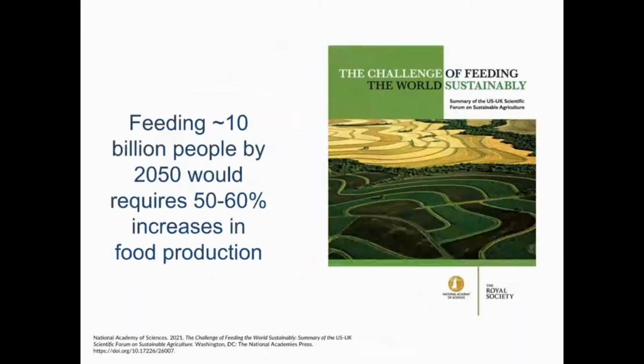This work is rooted in a challenge that the world is facing, and that challenge is we will have to feed about 10 billion people by 2050. That increased demand for food would require about 50 to 60% increases in agricultural production, according to a National Academy of Sciences report. And most of this increase in food production would have to be done in a sustainable manner or using sustainable agricultural practices.